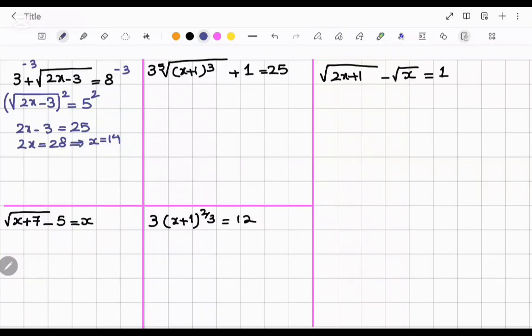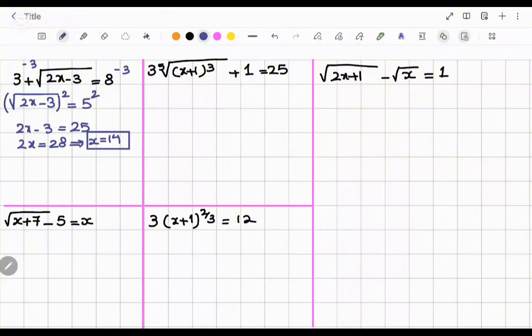Guys, remember this: whenever we find a solution for radicals, we need to check our solutions. Why do we need to check our solution? One of the reasons is because of the domain, because a radical with an even index has a domain and we have to check our solution.